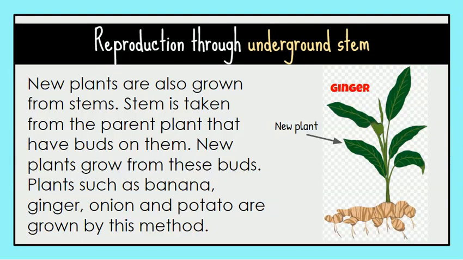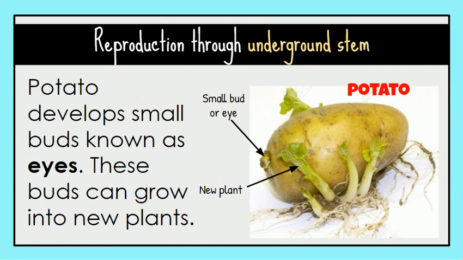Now let us look at another example of a potato. You might have observed it at home that when you leave a potato at room temperature for a few days, it starts to develop small buds. What are these? These small buds are known as eyes. These buds can grow into new plants and help in reproduction.